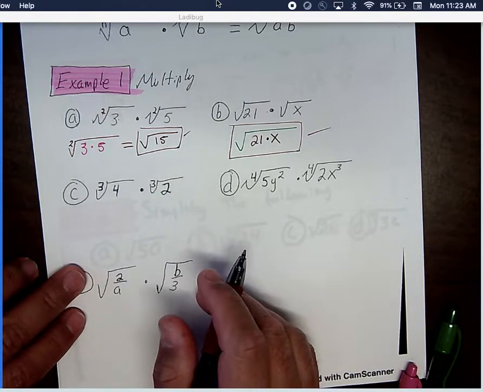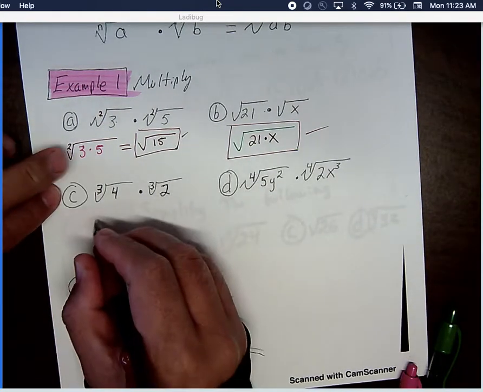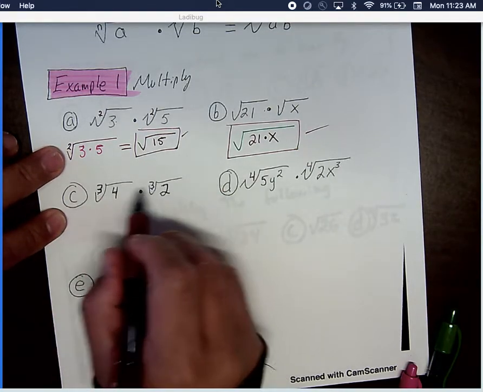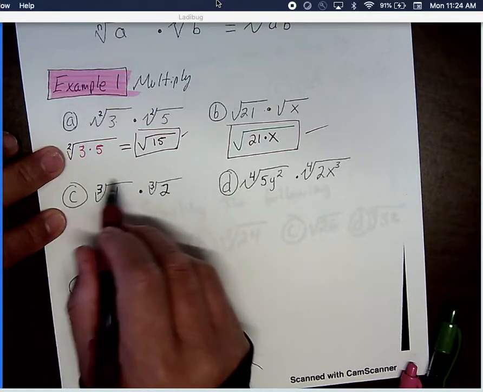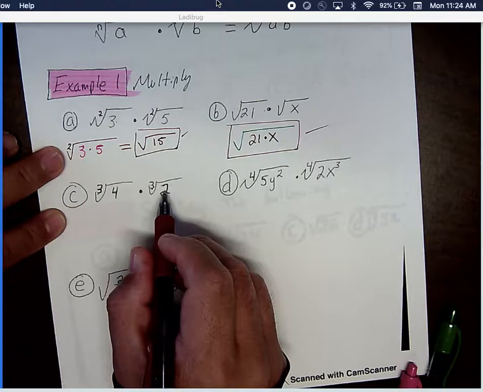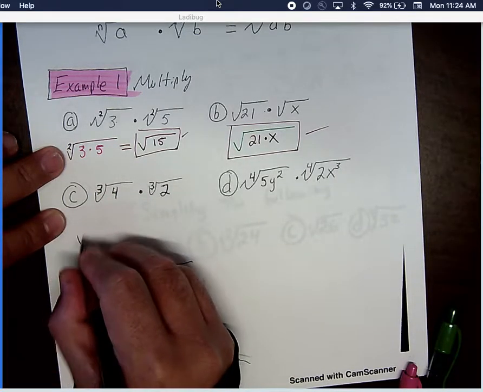Okay, let's do that one. Again, look at the index. Are they the same? Yes. So put them together, because you can simplify them, or you can find the roots of these things. The cube root of 4, there's none. The cube root of 2, there's none. In this case, when you put them together, you are able to do an extra step.